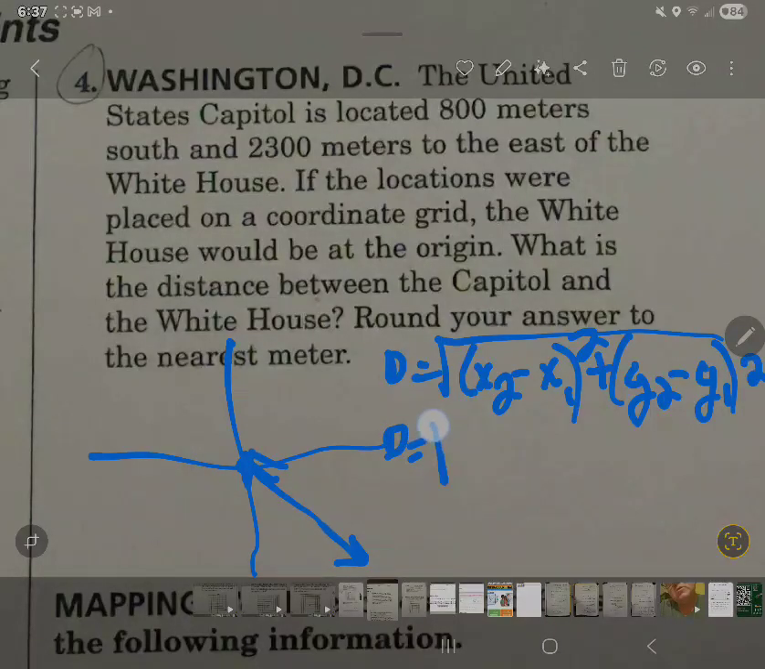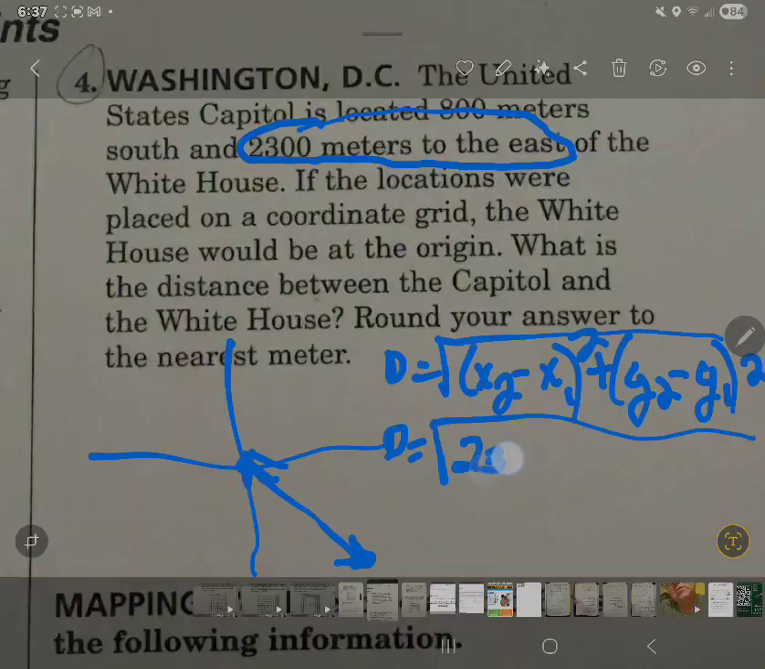So what is our x2 at this point right here? What is our x value? How far to the right, or how far east, is that? Well, it told us in the question that it's 2,300 meters east. So we're going to say 2,300 minus, and how far is this x value? Well, it's 0. So 2,300 minus 0, and then all of that squared, plus, and I'm running out of room. I wish this S Pen wrote a little bit smaller, but we're going to make it work.